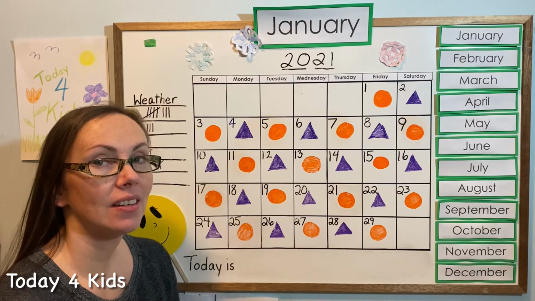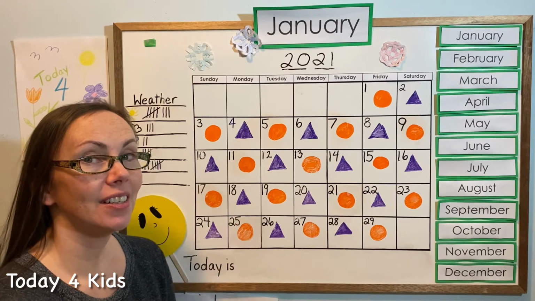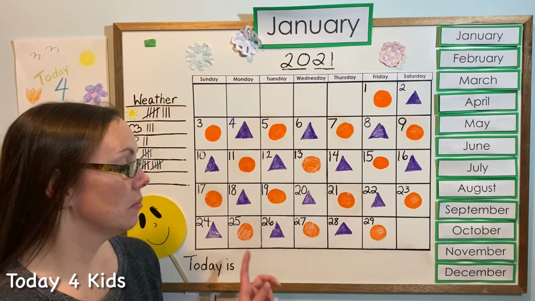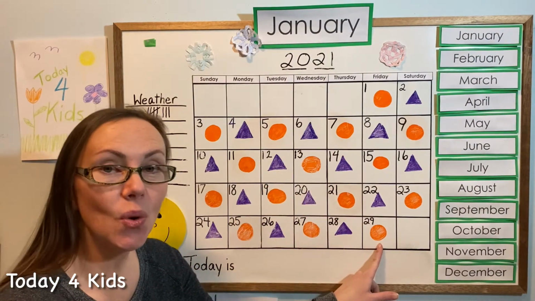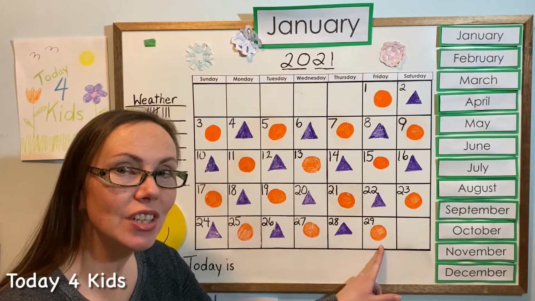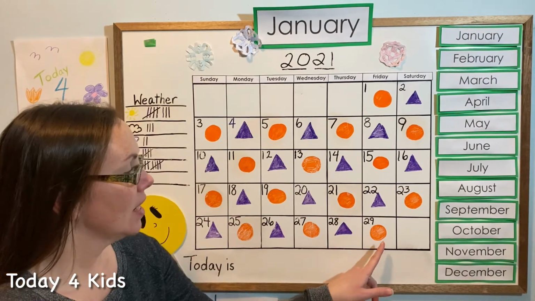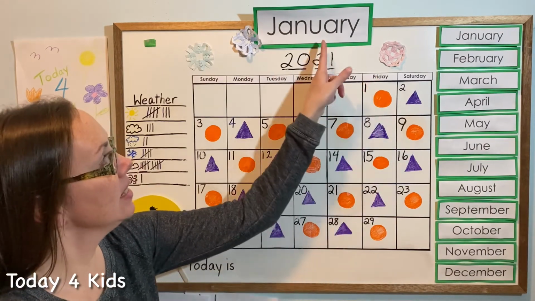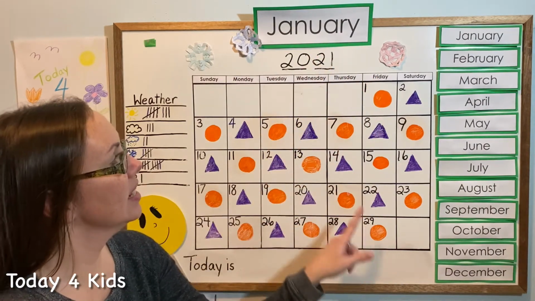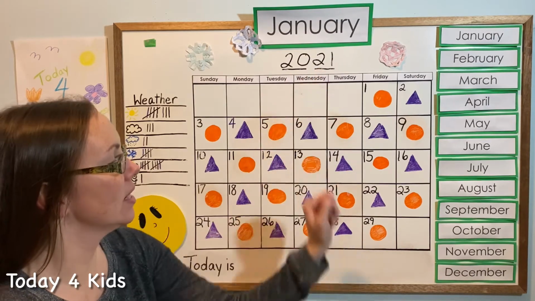Can you tell me what it is? What shape is it? And the color? Let's see if your guess is correct. Let's have a look at the board. Where's our last shape? There it is, orange circle. Did you guess orange circle? Good job. So yesterday was this orange circle, and it was Friday, January 29th, 2021.